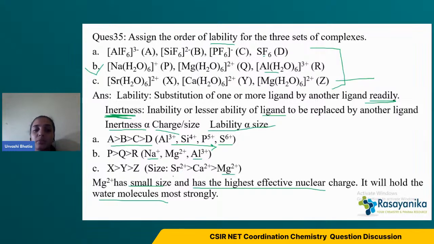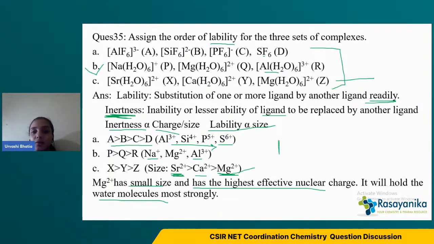Strontium has a large size and its effective nuclear charge is less, the electrons will spread out because of the large size. So the water molecules can be replaced for strontium, and then it is calcium. The least lability will be for magnesium. It has small size, and small size corresponds to high charge, right?